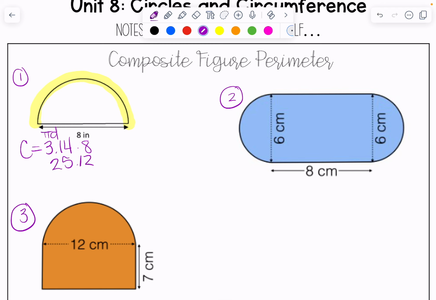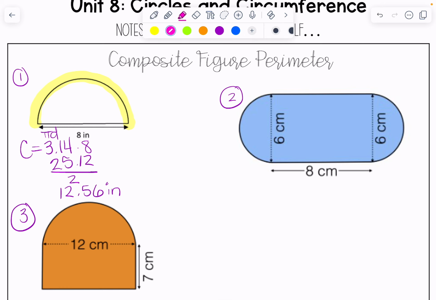But if I look at this diagram, I don't need the distance around a whole circle. I want half of a circle. And so because I want half of that, I'm actually going to end up dividing that by 2. And so I'll get 12.56 inches. Now, I'm not all the way done yet. So what I've figured out is this yellow highlighted arc, okay? That curved distance. I found half of a circumference. But I want the perimeter all the way around the figure.